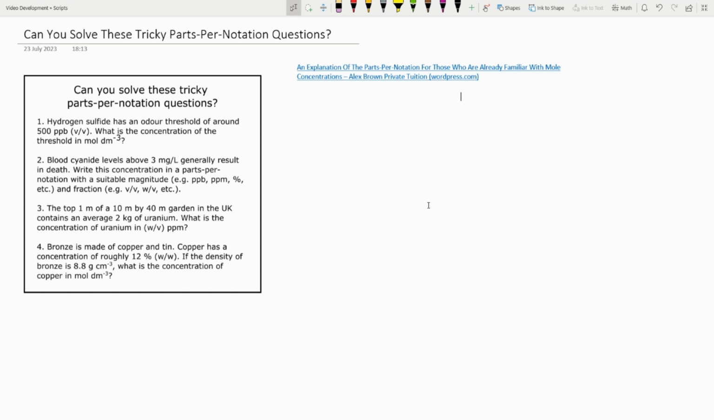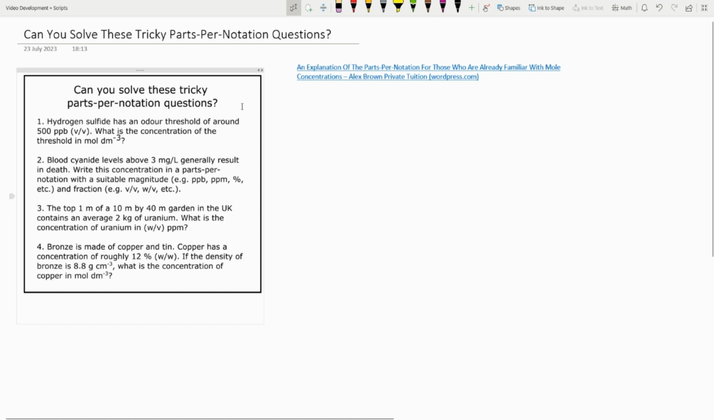The equations and other things that you need to solve this question can be found in my blog, which will be found in the video information. The title of the blog is An Explanation of the Parts Per Notation for those who are already familiar with mole concentrations. Please visit this blog to help you with this question.